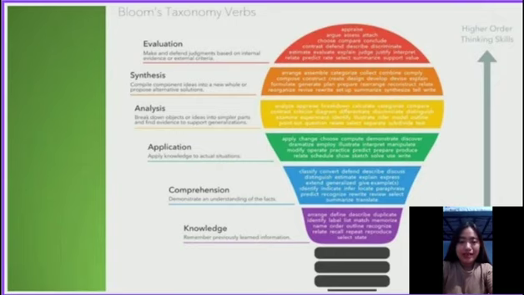Level number 5, synthesis: combining elements to form a new structure or pattern. This level involves creating new ideas by integrating various pieces of information. Level number 6, evaluation: making judgments based on criteria and standards. It requires assessing the value or quality of information based on evidence and reasoning.